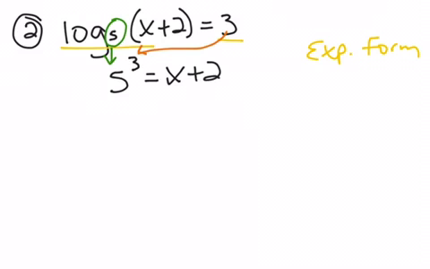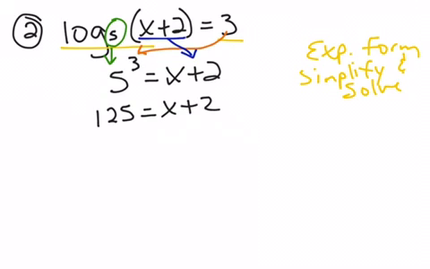And we're going to set it to what my class has been calling Fred. Okay. At this point, we simplify and solve. 5 to the third gives us 125 equals x plus 2, and then we solve for x. And we get x equals 123.